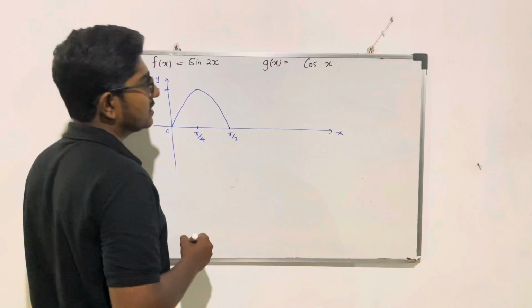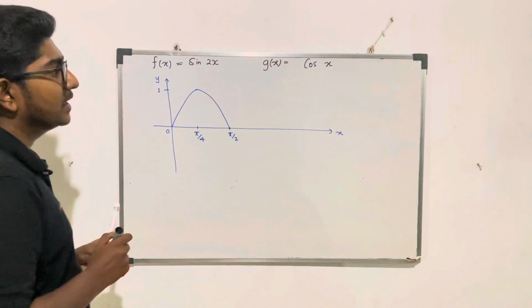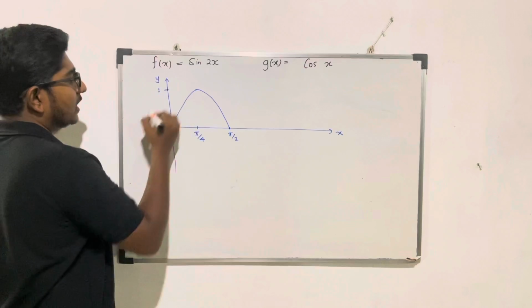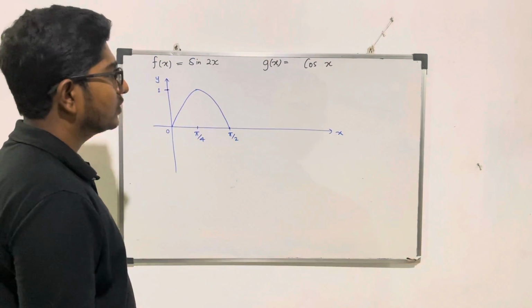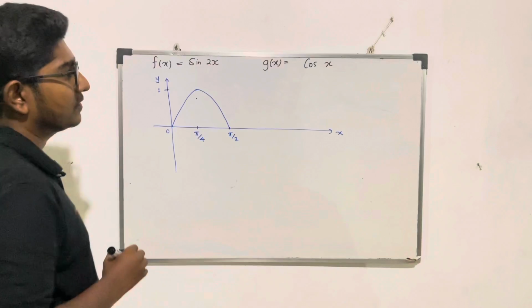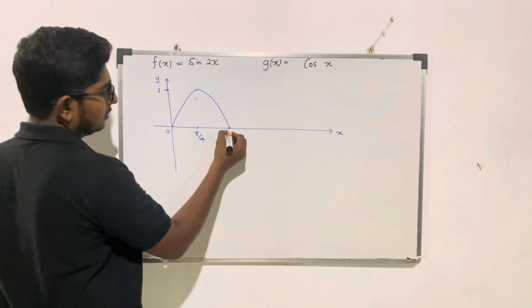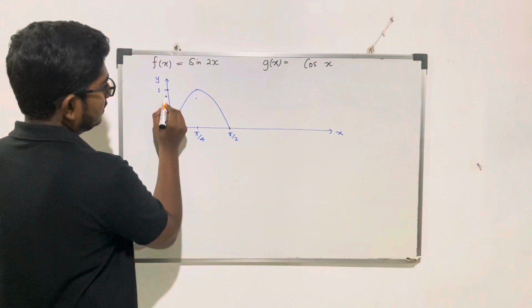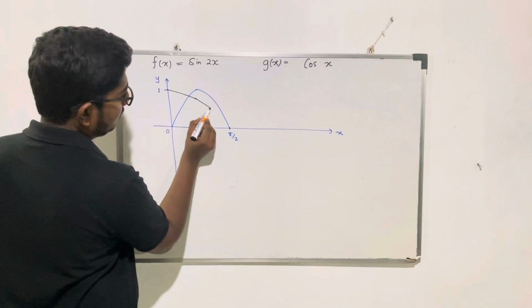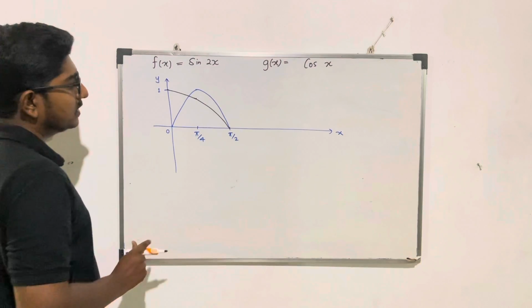Then g of x is cos x. Then substitute 0, it becomes cos 0, which is 1. Then substitute pi by 4, cos pi by 4 is 1 over root 2, somewhere here. Then cos 90 is 0. In the second graph, like this. Then the area bounded by these two.